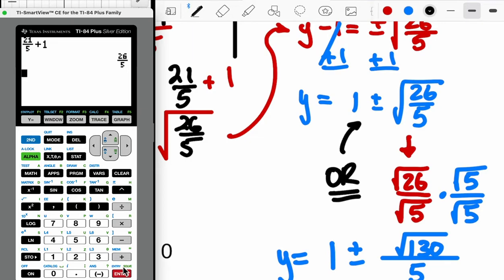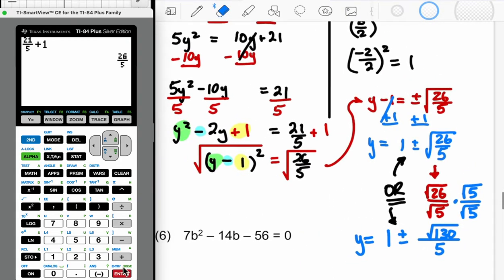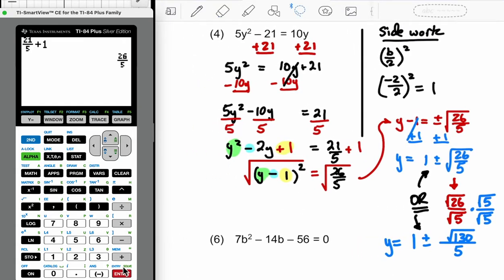It could be this answer, or it could be that answer. Both of them are correct. Both of them are simple. Right? The fraction is in simplest form, that 26 over 5 under the radical. It's just a question of how the directions indicate that your radical needs to be represented.